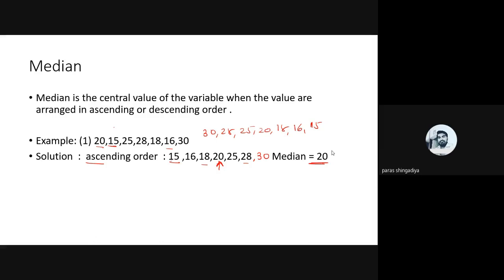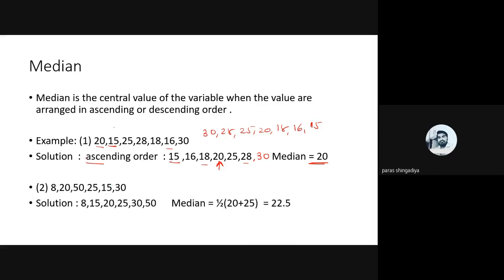Now in another example, the number of data is even. There are 6 numbers given: 8, 20, 50, 25, 15, and 30. So how can we find the median for an even number of data? First step, arrange in any order, ascending or descending. Here I consider ascending order: 8, 15, 20, 25, 30, and 50.